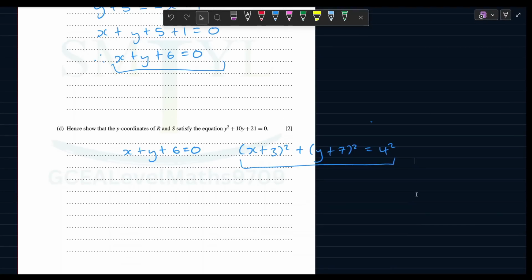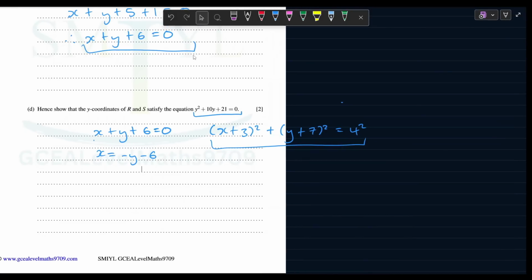All right. So now here be careful with how you choose what to make subject of the formula in the equation of the line, because we want an equation in terms of y. It makes sense for us to make x the subject of the formula, because that means when we substitute, we just end up with an expression or an equation in terms of y. So we want to say x is equal to -y -6.